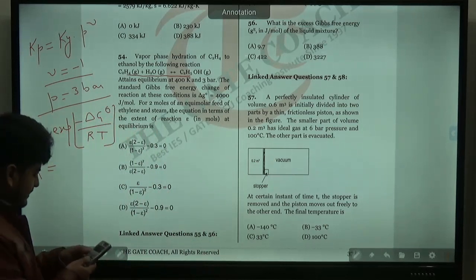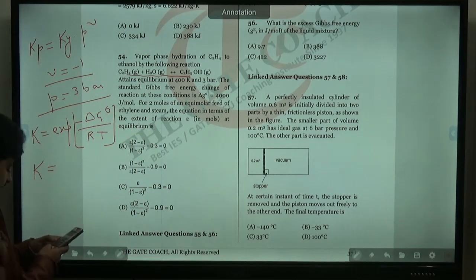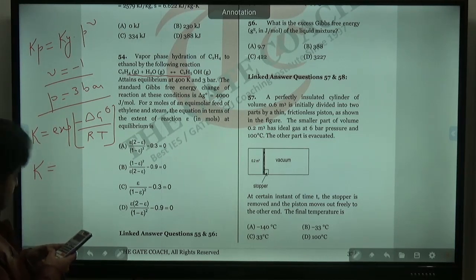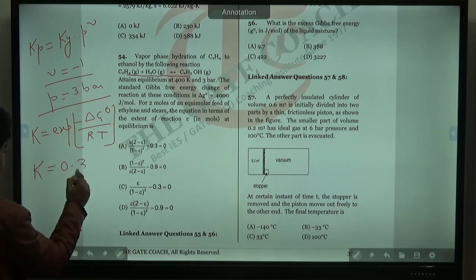Okay, now let's solve. e to the power minus delta G. Delta G is 4000 joule per mole. R is 8.314 joule per mole per Kelvin into T, that is 400 Kelvin. So we will get K equal to 0.3.